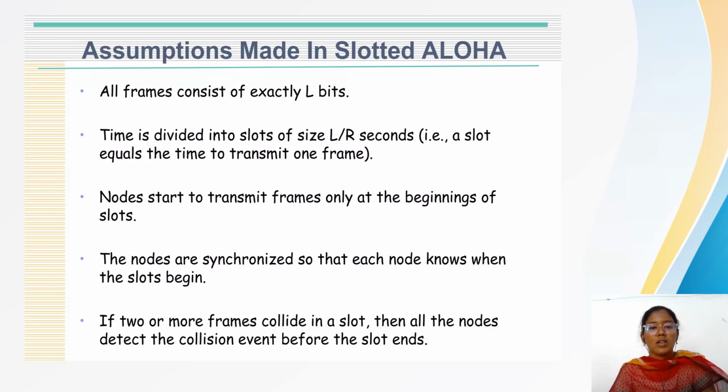Assumptions made in slotted ALOHA: All frames consist of exactly L bits. Time is divided into slots of size L/R seconds. Nodes start to transmit only at the beginning of the slots. The nodes are synchronized so that each node knows when the slot begins. If two or more frames collide in a slot, then all the nodes detect the collision event before the slot ends.